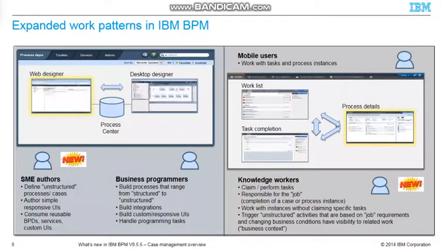IBM BPM version 8.5.5 expands work patterns to include subject matter experts, or SMEs, as authors and knowledge workers. SME authors are responsible to define unstructured processes or cases and to author simple responsive UIs. They can consume reusable PPTs, services, and custom UIs. Knowledge workers can claim or perform tasks to complete a case or process instance. They can work with instances without claiming specific tasks and can trigger unstructured activities based on activity requirements and business conditions.